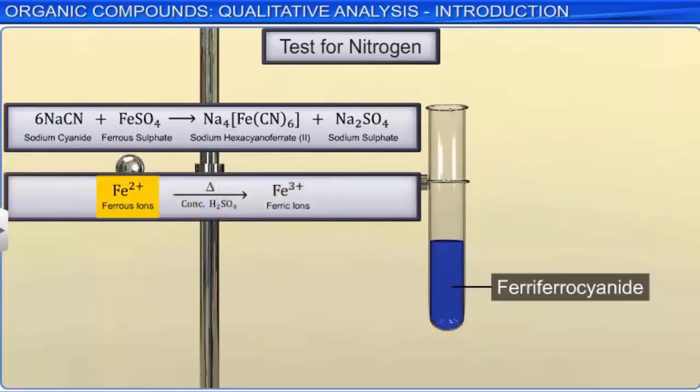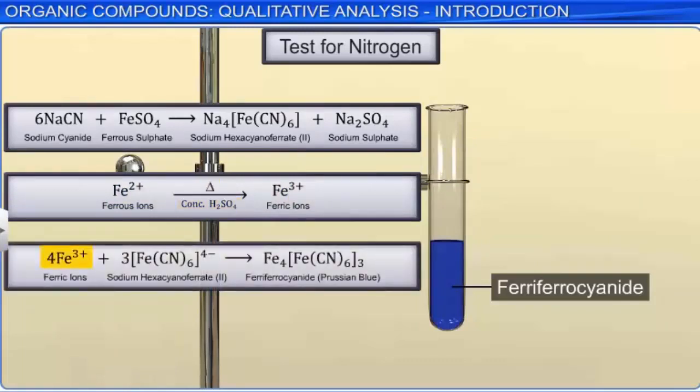Ferrous ions are oxidized to ferric ions when heated with concentrated sulfuric acid. These ferric ions react with sodium hexacyanoferrate(II) to produce Prussian blue coloration of ferriferrocyanide, that is, iron(III) hexacyanoferrate(II). The Prussian blue coloration confirms the presence of nitrogen in the organic compound.